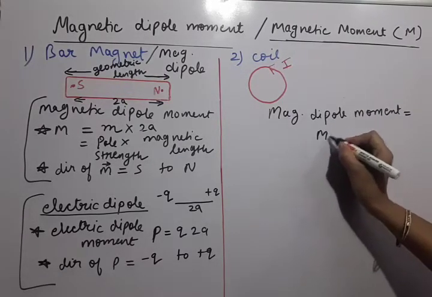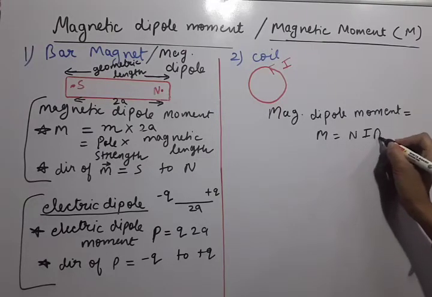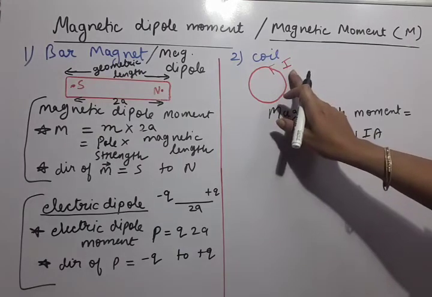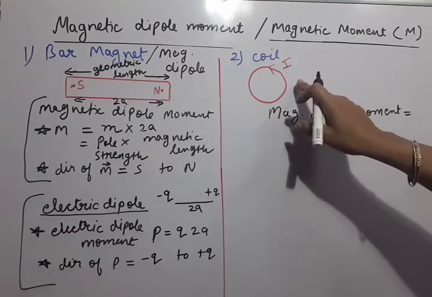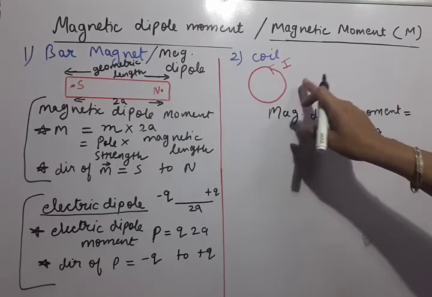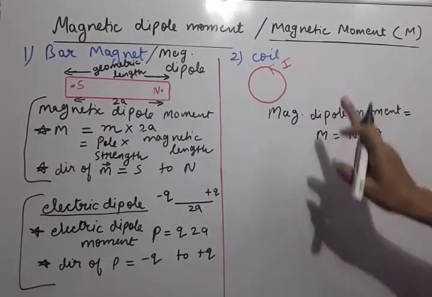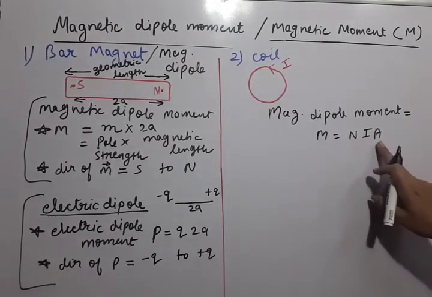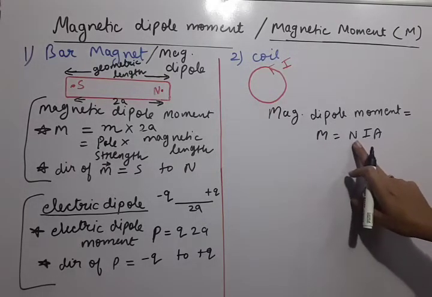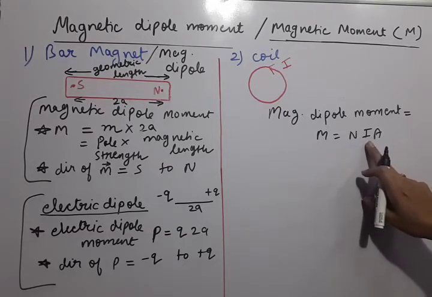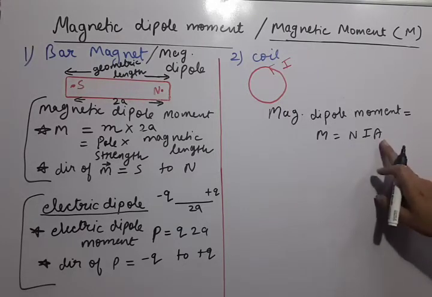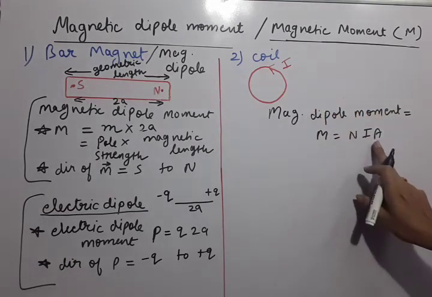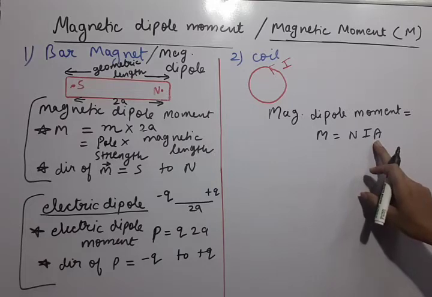Its formula will be NIA. Remember this formula. Whenever we are given a coil, whether it is a circular coil or rectangular coil, which is having the current, then the magnetic dipole moment of a coil is given by M equal to NIA. N means how many turns are there in the coil. I means current flowing. A means area of the coil. So shape of the coil is not important. We only require the area of the coil.